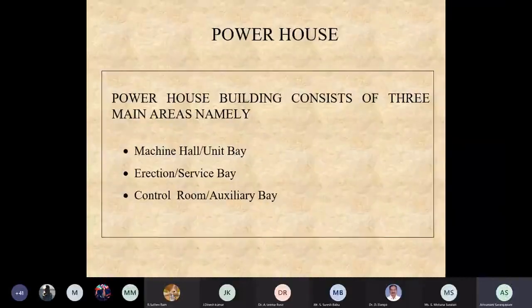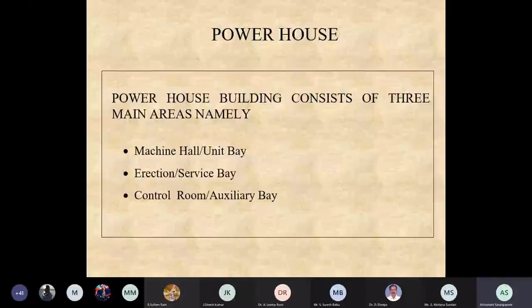Erection or service way is, as I told, where we will erect our equipment, and whenever a machine comes through a truck or something, I will unload it there. Everything will be done in the service way. Control room, where we'll have all the controls, control panels, SCADA and cabling and everything, will all be considered control.